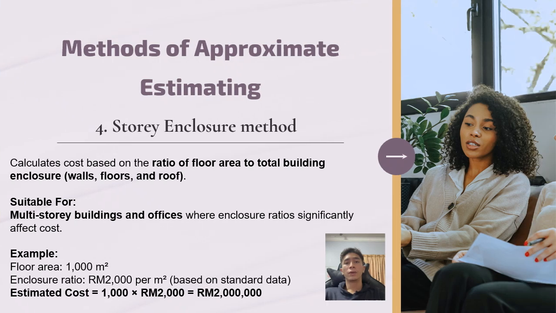Lastly, the story enclosure method is slightly more advanced. It estimates cost based on the ratio of the floor area to the total building enclosure, which includes wall, floor, and roof. The larger the enclosure per square meter of the floor area, the higher the cost. This method is most suitable for multi-story office buildings or commercial complexes. For example, if the floor area is 1000 square meters, the enclosure cost rate is 2000 ringgit per square meter. The total estimated cost will be 1000 times 2000, which equals 2 million ringgit.